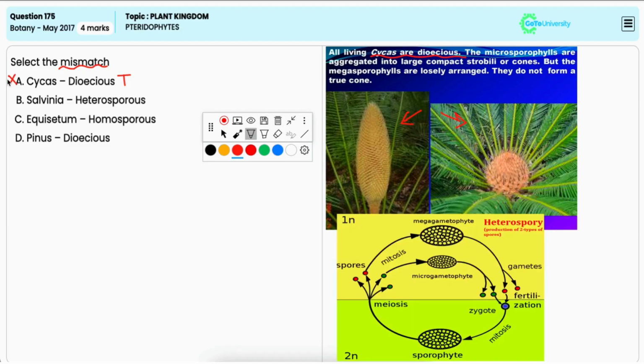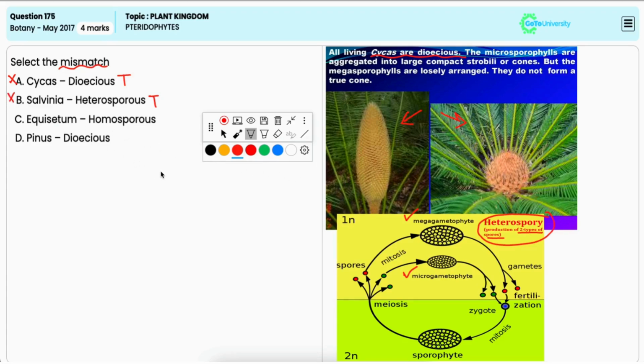Option B, Salvinia is to heterosporous. This is also true because Salvinia is heterosporous. That is, producing two types of spores, microspores and megaspores. Hence, it is incorrect option.